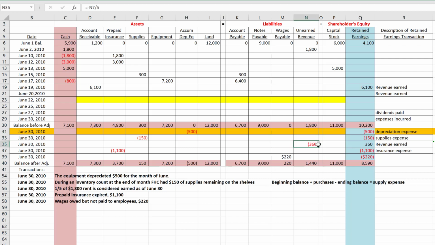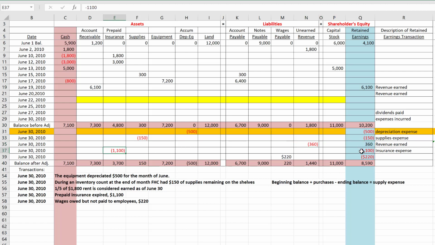A couple of the other transactions that we talked about relate to our unearned revenue. If we recall, at the beginning of the period, a company rented our land for the next 5 months and paid us in advance. Because we had not earned that revenue yet, we created a liability, which we call unearned revenue. Since it's 5 months, 1/5 of this has been earned during the month of June. Therefore, we are reducing unearned revenue by $360, and corresponding to this we have revenue earned of $360.